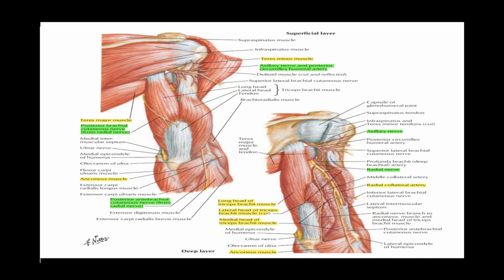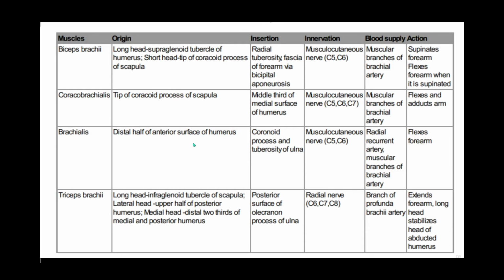We have the long head of the triceps coming from the infraglenoid tubercle. The supraglenoid tubercle gives origin to the long head of the biceps brachii. We have our glenoid cavity, glenoid fossa, and just there we have our infraglenoid tubercle. If you look at this, it says long head from infraglenoid tubercle of the scapula, but that's a mistake. That should be supraglenoid tubercle of the scapula for the long head of biceps. So the long head of the triceps is from the infraglenoid tubercle of the scapula.